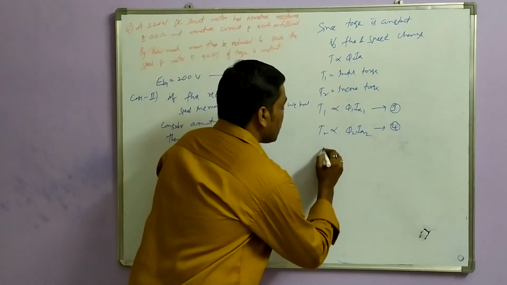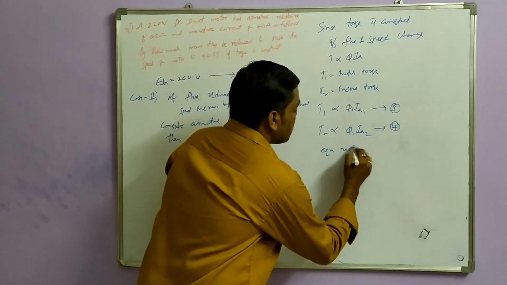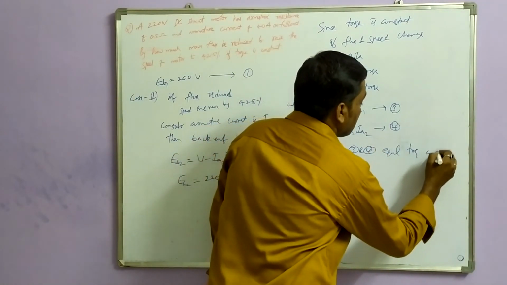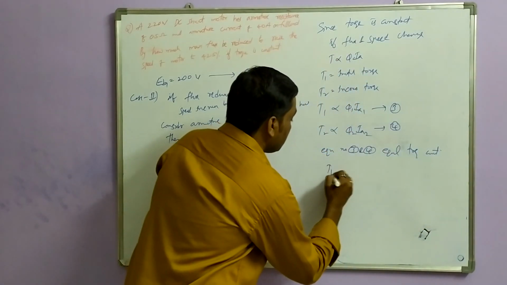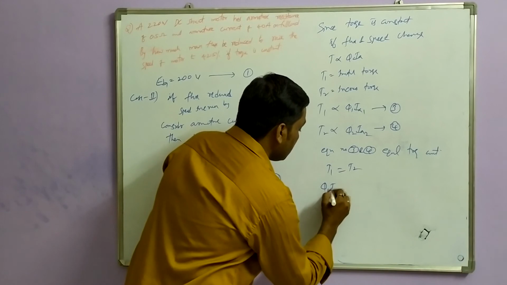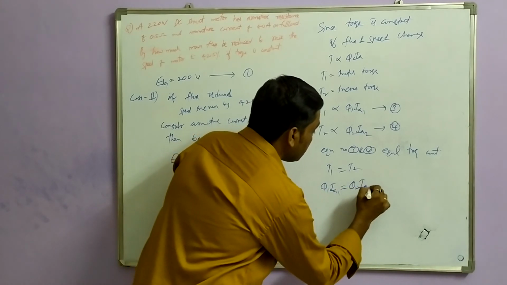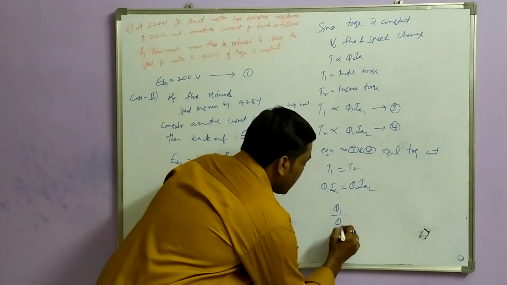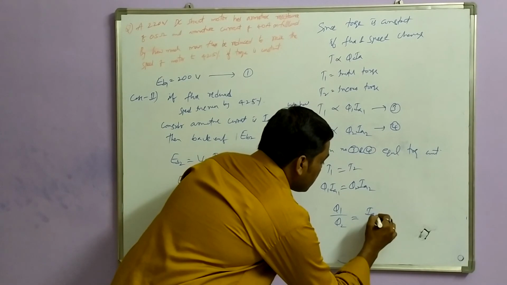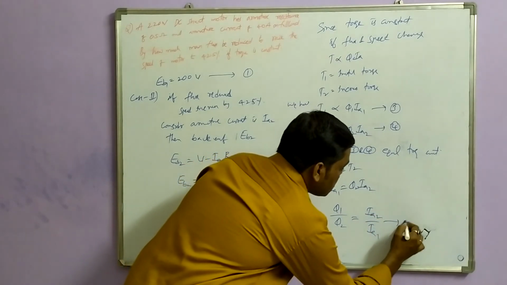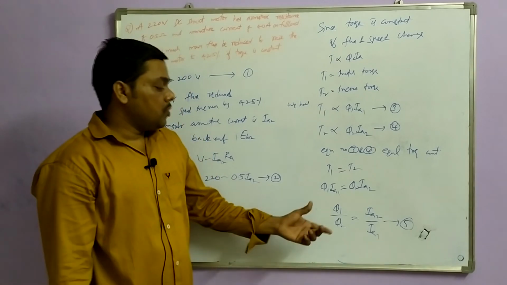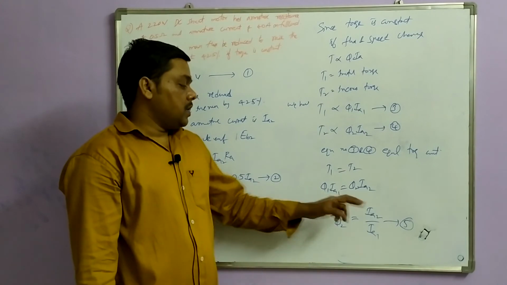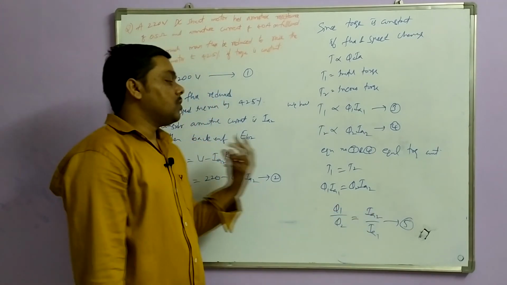Equating equations 3 and 4, since torque is constant, T1 is equal to T2, so phi1 into Ia1 is equal to phi2 into Ia2. So phi1 by phi2 is equal to Ia2 by Ia1. This is equation 5. If you know this, we can calculate the change in flux, and if you know the armature currents, it will be very easy.